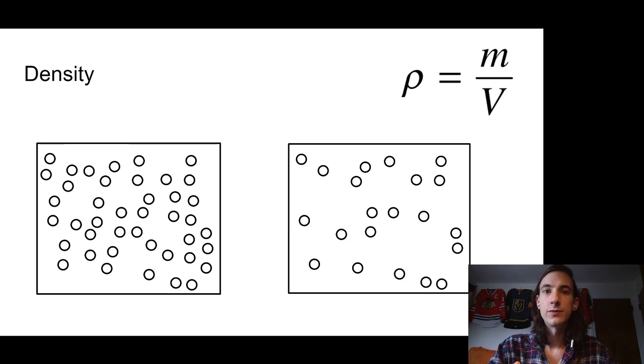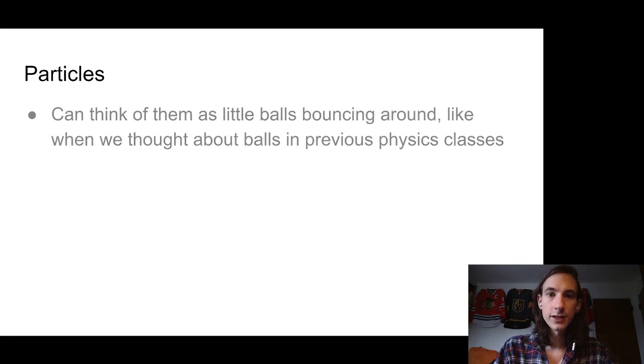In fluids, which is what we're looking at here, so both gases and liquids, those particles are more freely flowing. They're able to move around. In gases, they're a little bit freer, but both of them are able to flow. That's why we call them fluids. So everything is made up of these particles, and in fluids, the arrangement of these particles and the way that they're allowed to move is really important. One of the easiest ways to think about particles is as little tiny balls that are bouncing around, like when we thought about balls in previous physics classes.